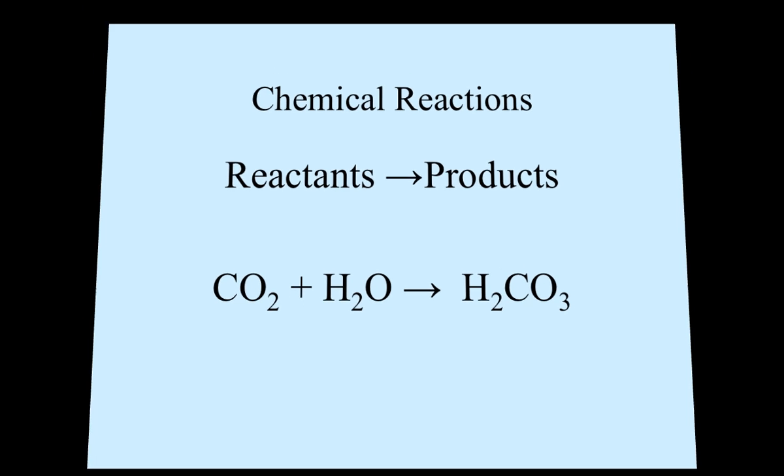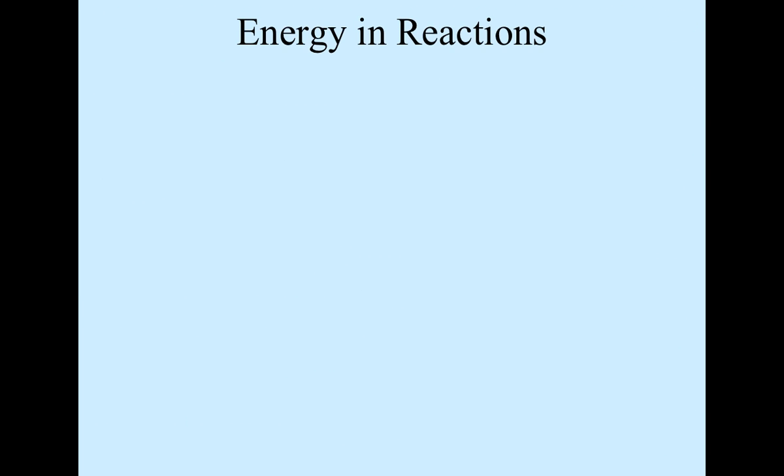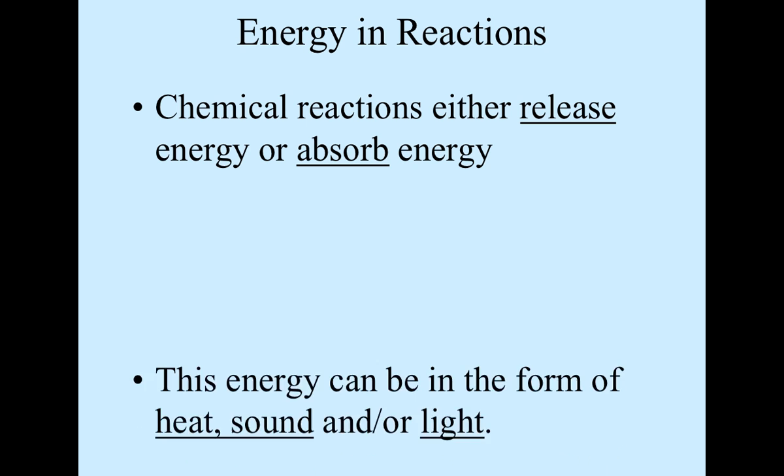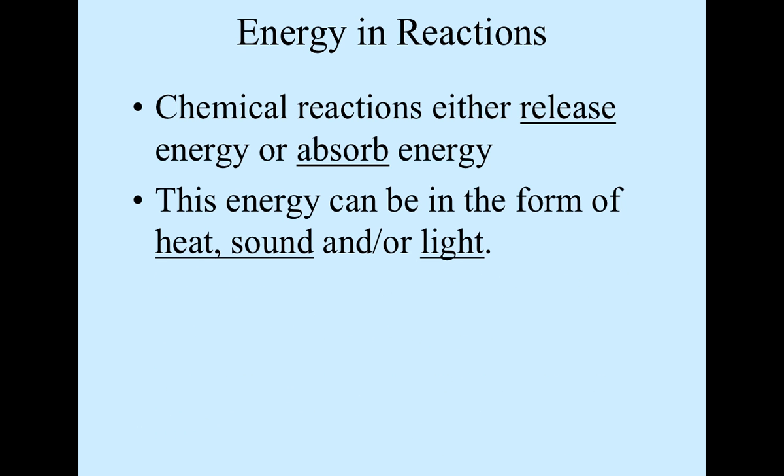Now, in order for these chemical reactions to take place, we also have to talk about energy. There are two types of chemical reactions. There's either the ones that release energy or the ones that absorb energy. And these energy forms can be heat, which is the most common one. There can even be sound or even light. If you think of a lightning bug, they have some chemical reactions that go on that allow them to flash and generate light like that.